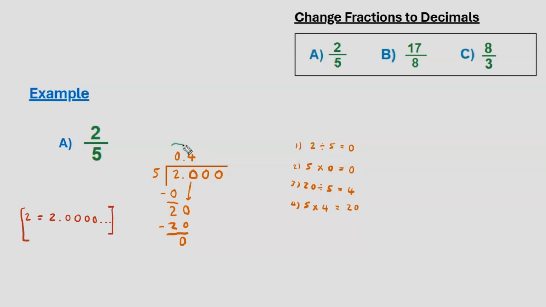So 0.4 is the decimal form of the fraction 2 over 5. Using long division, we have successfully converted 2 over 5 to decimal form.